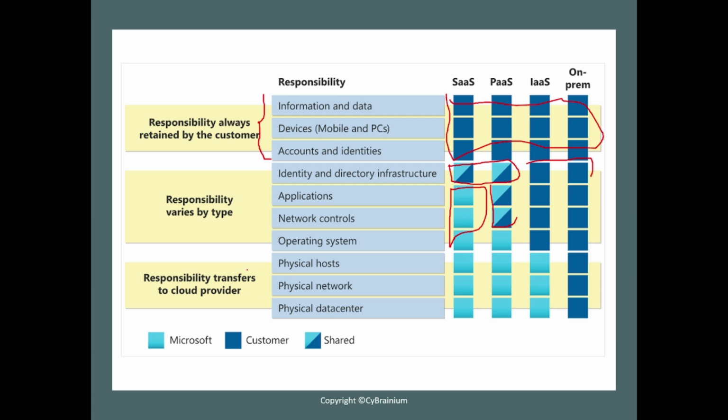At the last level, you have the physical host, physical network, and physical data center. As I told you, all these things will be taken care of by Microsoft as long as you use IaaS, PaaS, or SaaS. If you are trying to manage your cloud service on-prem, then obviously you will have to take care of everything, because there is no role for Microsoft there. I hope this is very clear, and we will learn about SaaS, PaaS, and IaaS in detail in the upcoming videos.